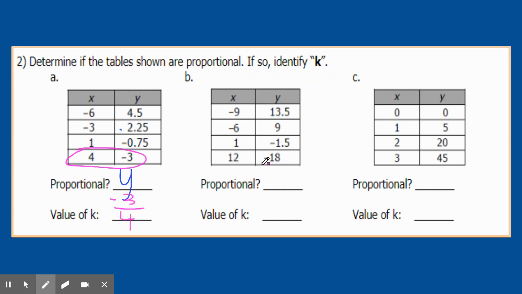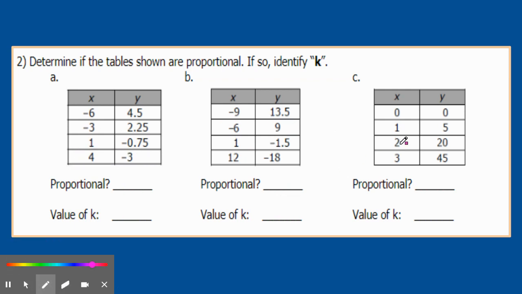So that's my answer. So again, we're going to do cross products. -9 times 9 is -81. 13.5 times -6 is also -81. So is it proportional? Yes. And if it's proportional, remember, we can just use y over x. So pick any y you'd like and put it over the x. So I'm going to pick the ordered pair here because they're whole numbers. So I'm going to do 9, which is the y, over -6, which is the x, but that simplifies to 3 over -2. And that would be my constant of proportionality.